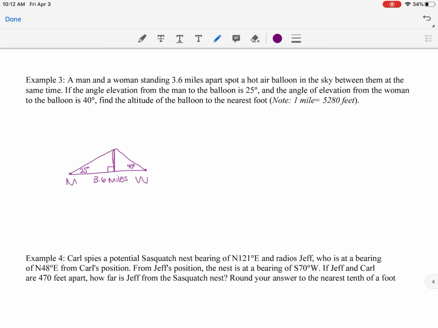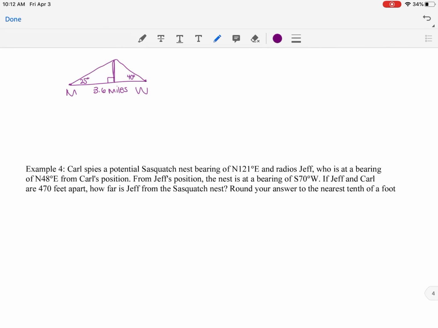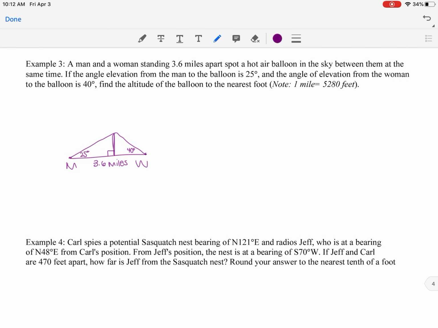We're going to have to find one of the sides and then use our regular trig functions. And they want it in feet. It's up to you. If you want to convert that to feet right now, you can. I'm going to leave it in terms of a mile because I think miles are just smaller and easier to deal with, and then we'll convert it to feet at the end.